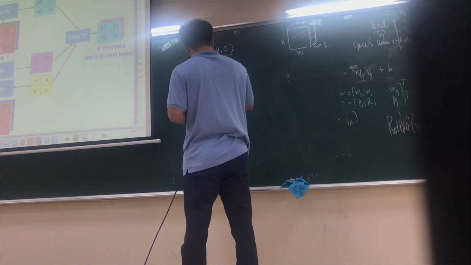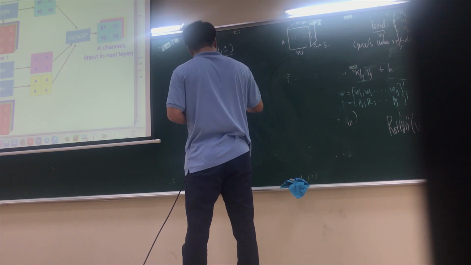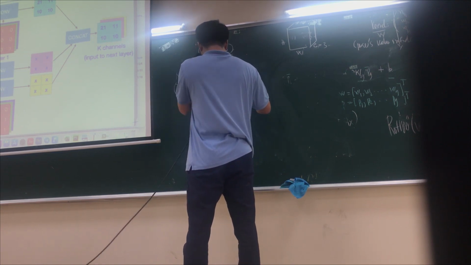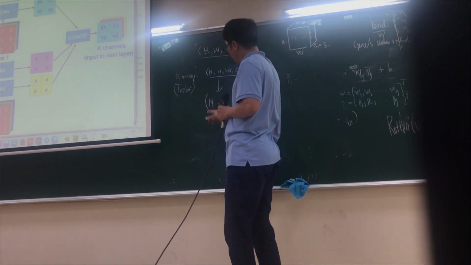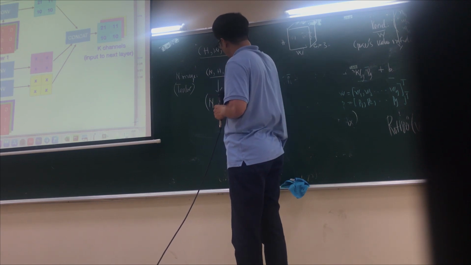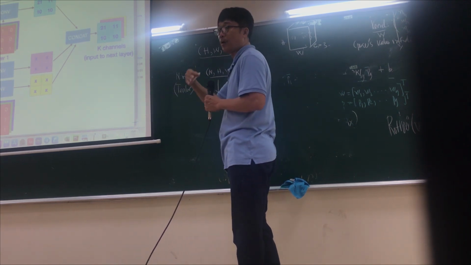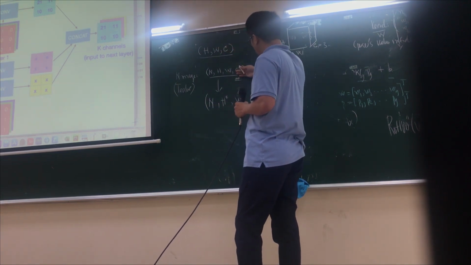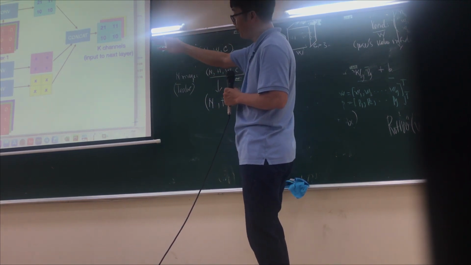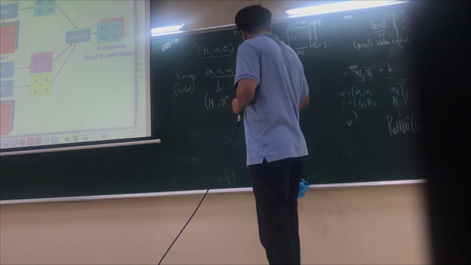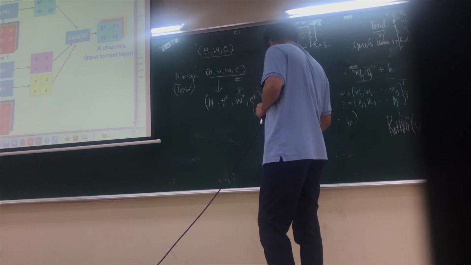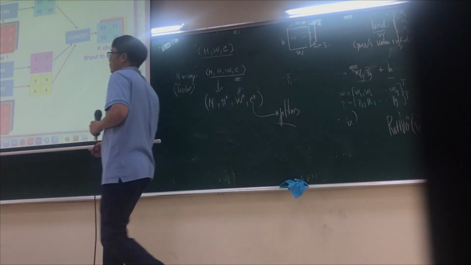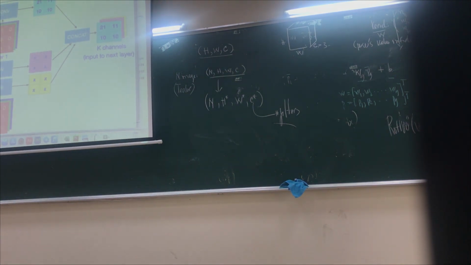Now we have H star, W star, and C star. So N would be N, but H star and W star depend on stride and depend on padding, right? The channel also depends on the number of channels, the number of filters. Here it is equal to the number of filters. Okay, that is it for the convolution reasoning.